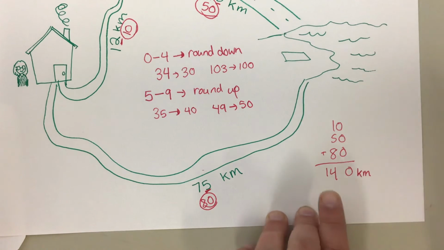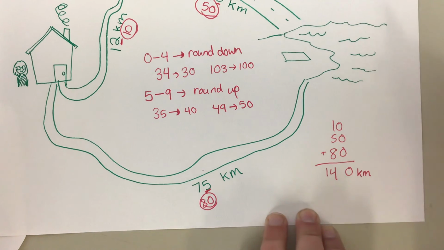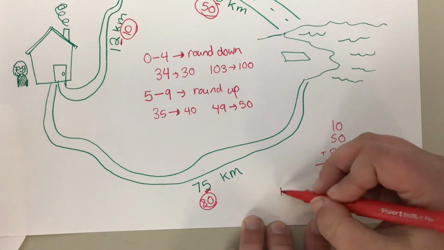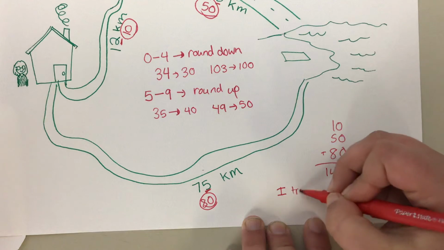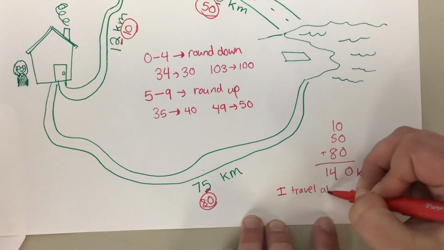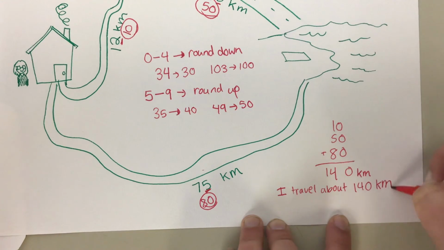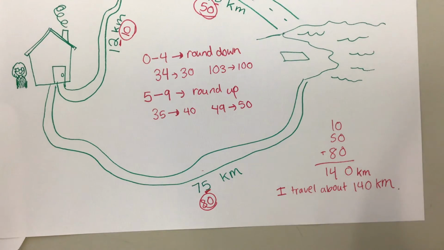And whenever we do a question like this, it is more of a word problem than anything else, so we want to make sure we write a nice sentence to end it off. So I'm going to say, I travel about 130 kilometers. And that is how we estimate answers.